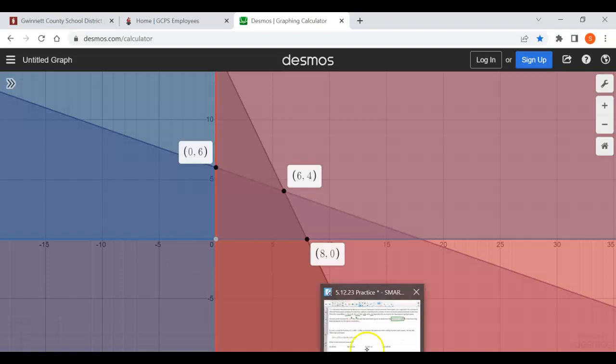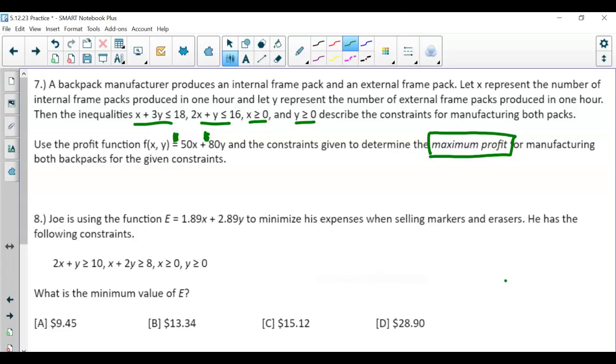So here I'll go ahead and record. We have the vertices of our solution region: (0, 6), (6, 4), and (8, 0). Now, if we're looking for the maximum profit, this is my X, this is my Y. 50 times X plus 80 times Y. So like here, if you think about it, 50 times, well, what's the X? 0, which is just nothing, right? Goes away. And plus 80 times Y, which is 6. So this represents $480.